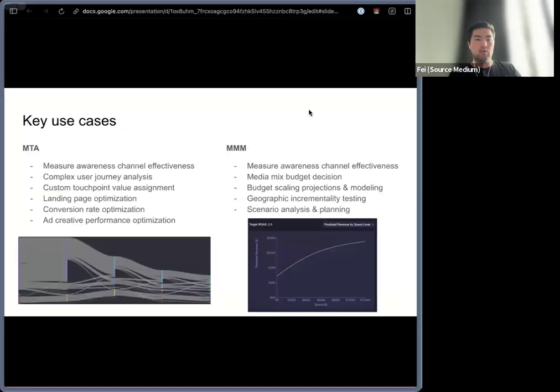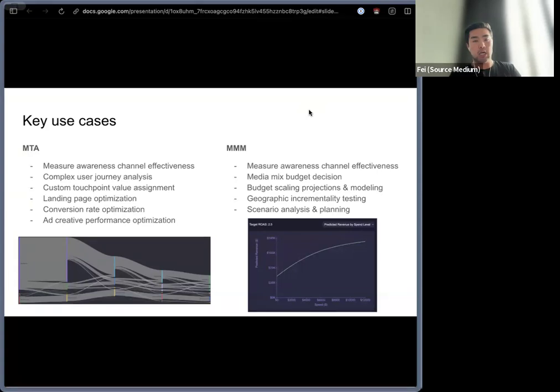So let's start with some use cases, right? Where is the ROI at? On the MTA side, again, there's a lot more than the bullets that you see here, but both methodologies, as you can see in the first bullet, will help you measure the effectiveness of awareness channels and brand campaigns in different ways. They can give you data points that are complementary, for you to triangulate what's really working.